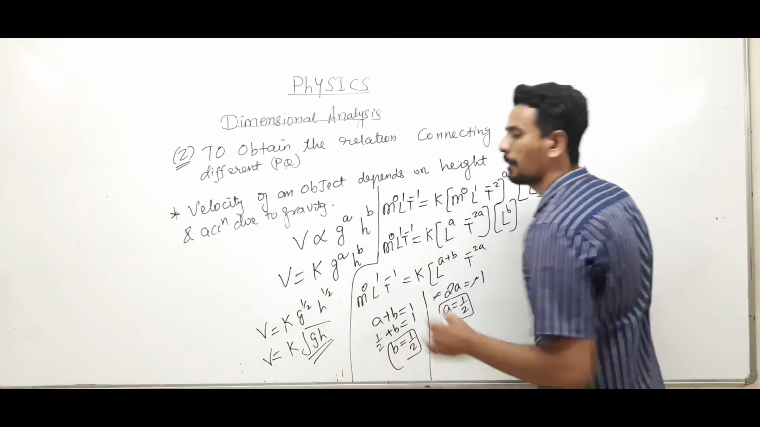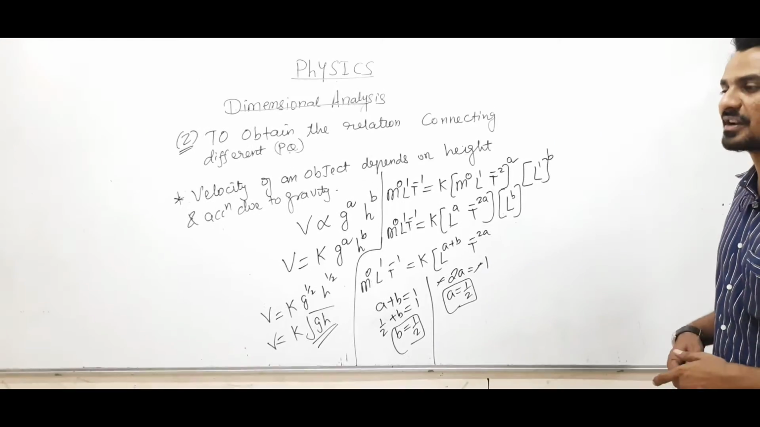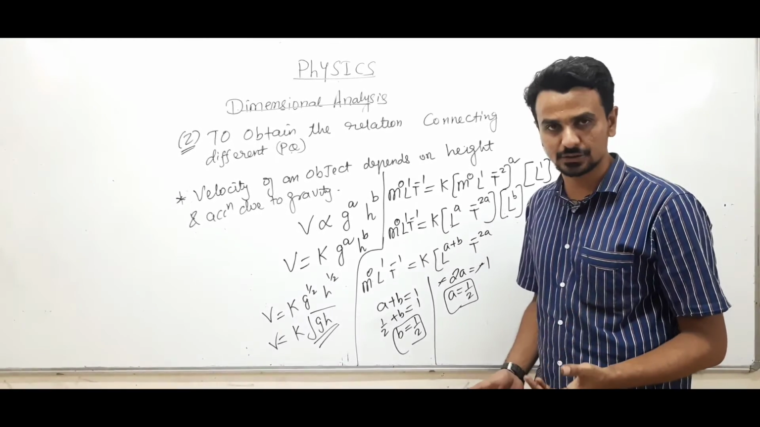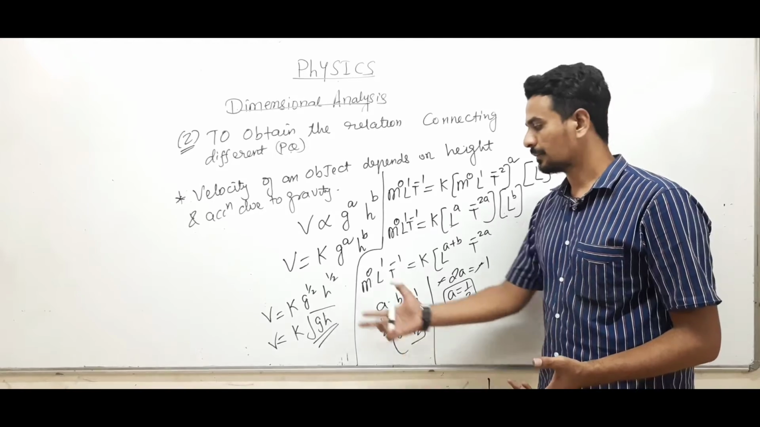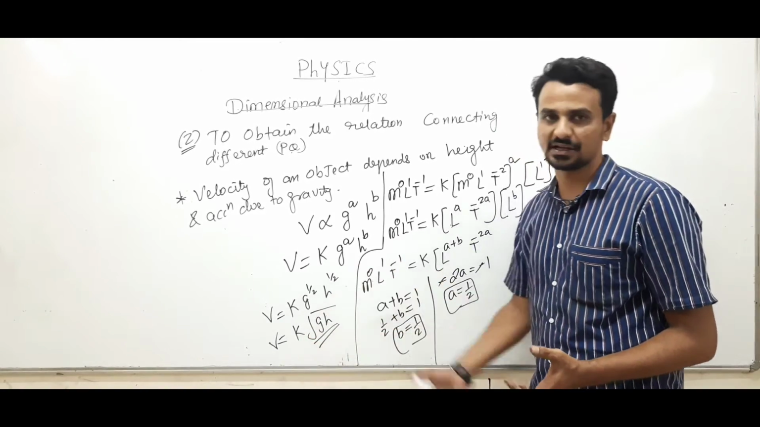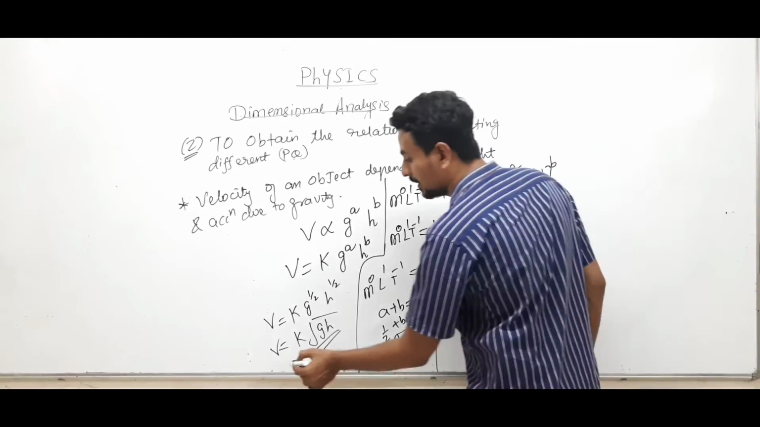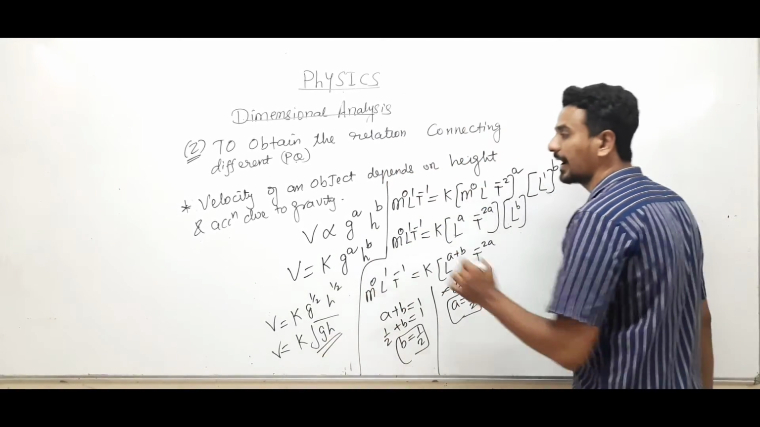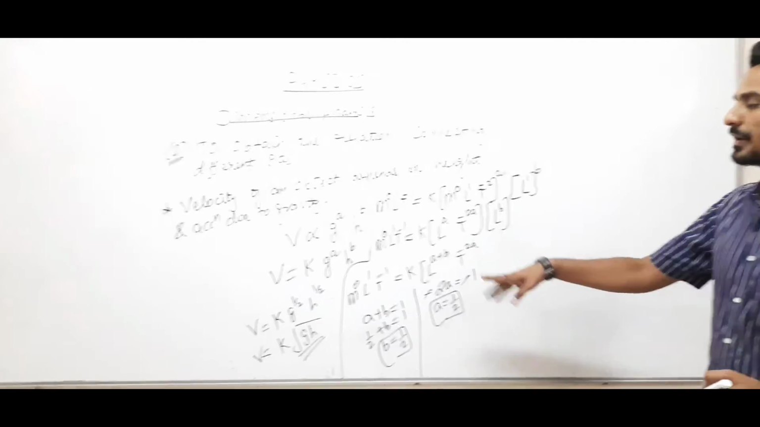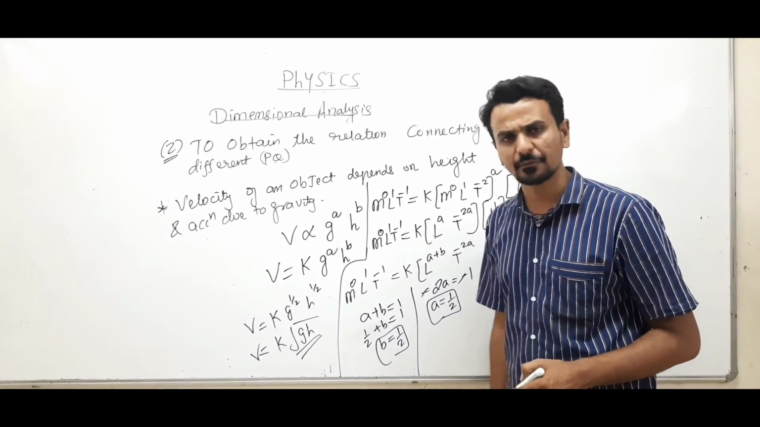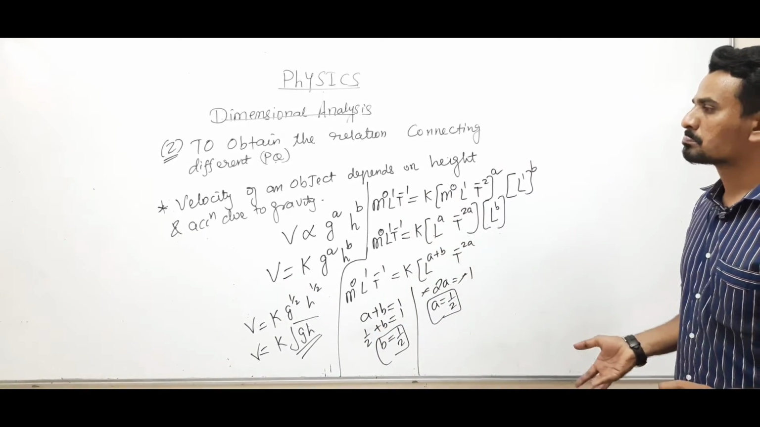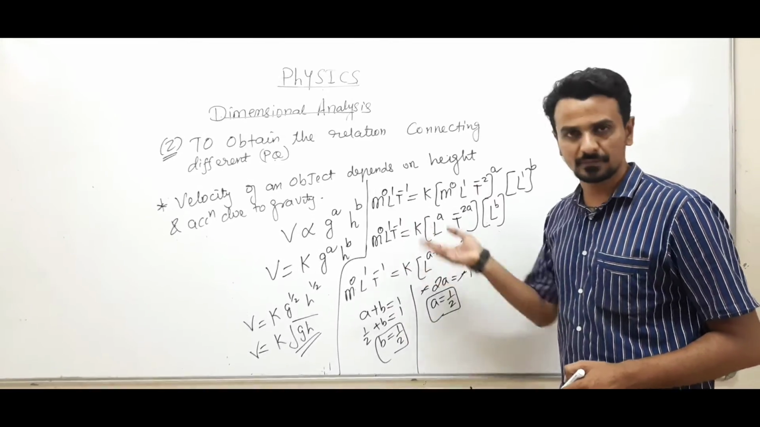This is the relation. Right? Now in the question, if it has been said that the value of k is root 2, place root 2. So v is root 2 gh. Clear? So this is how we have obtained the relation between velocity, acceleration and height by making use of dimensional formula. Right?